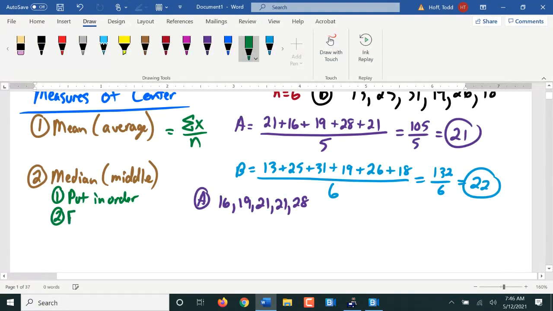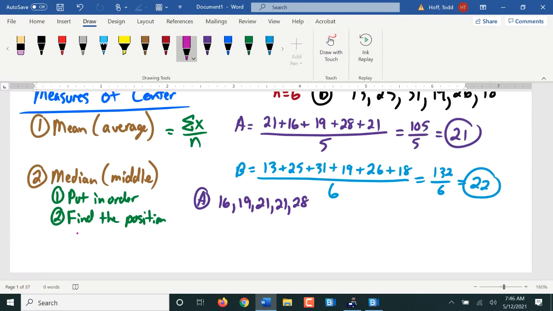Step 2, find the position of the median. Position is going to be found by taking n times 1/2, because half the data needs to be smaller, half the data needs to be larger. So here n is 5 times 1/2, 0.5.